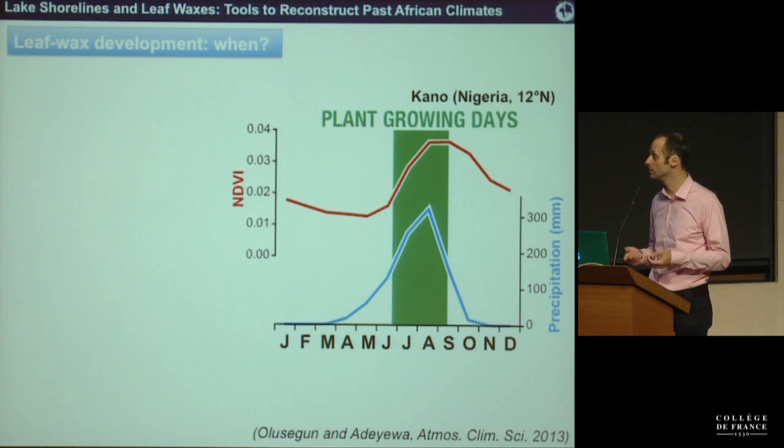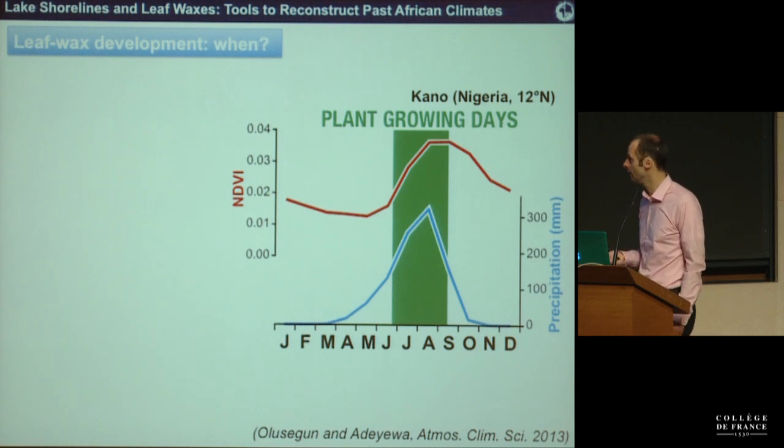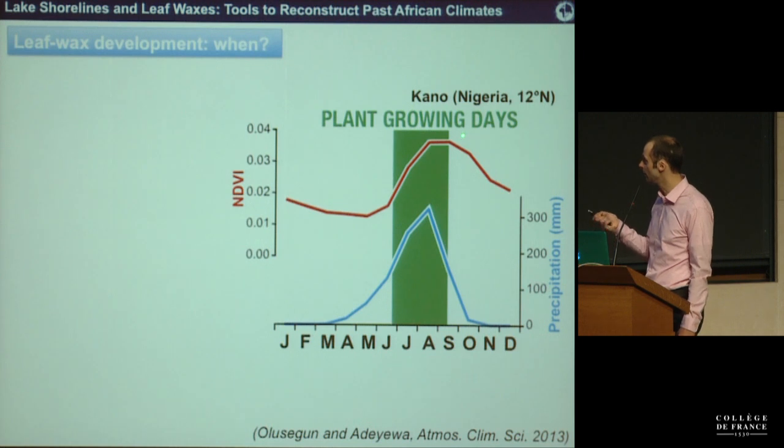They are growing when there is water. And so this is a climate diagram from Kano, which is in Nigeria, almost at the same latitude as the driest site we investigated. So you have here the months and the precipitation. You can see that there is a very small rainy season of several months.